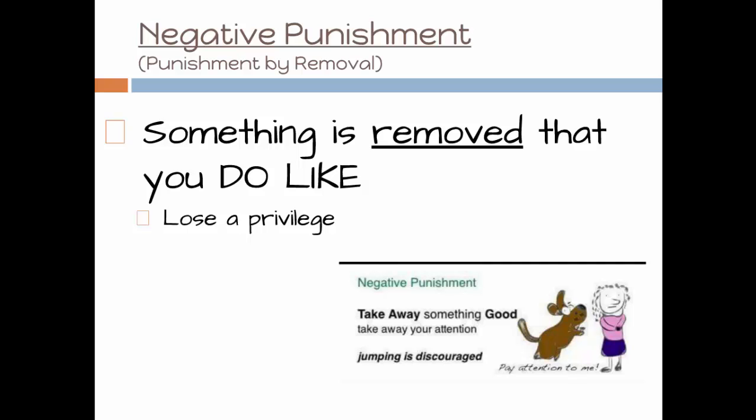So removing the use of your cell phone, removing the use of your car, removing the ability to hang out with friends, removing your freedom. Those are all examples of negative punishments. And the goal is, again, to discourage the behavior that caused that loss of a privilege to occur.